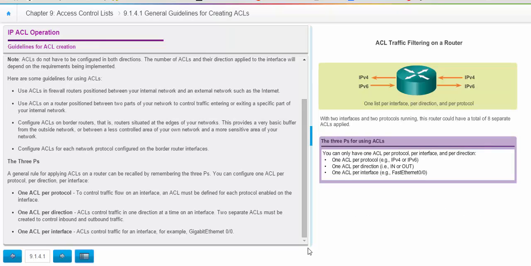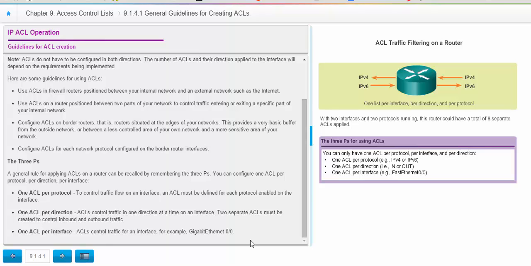Your ACLs can be very complex on your routers, and you need some guidelines when setting up your ACLs. Some of your basic guidelines are to use ACLs in a firewall router position between your internal network and your external network, such as the internet. You're going to use your ACLs on a router positioned between two parts of your network to control traffic entering and exiting a specific part of your internal network, and you're going to configure ACLs on border routers. That's your router that's situated at the edge of your network. This is going to provide very basic security for the outside network or between a less controlled area of your own network and a more controlled area. You're going to configure ACLs for each network protocol configured on the border router interfaces. Now, besides these guidelines, there's what's called the 3 Ps.